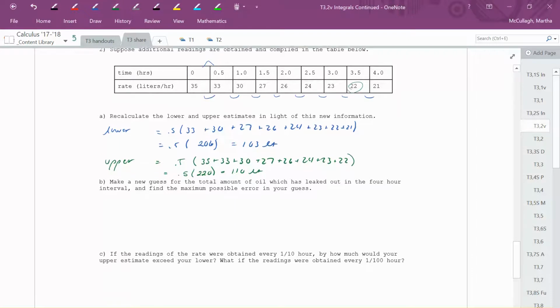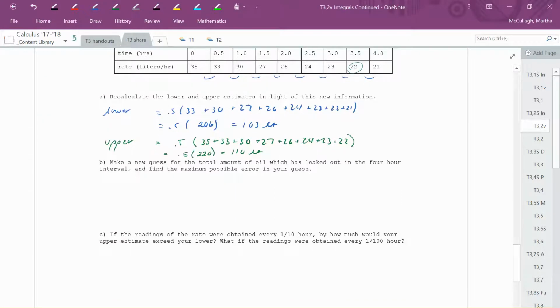So make a new guess for the total amount of oil which was leaked out of the 4-hour interval. Find the maximum possible error of your guess. Okay, so I'm going to say that my actual amount has to be between 103 liters and 110 liters. If I needed to give a best guess, I would say, all right, so 103 plus 110, I'm just going to average these, and I get 106.5 liters.